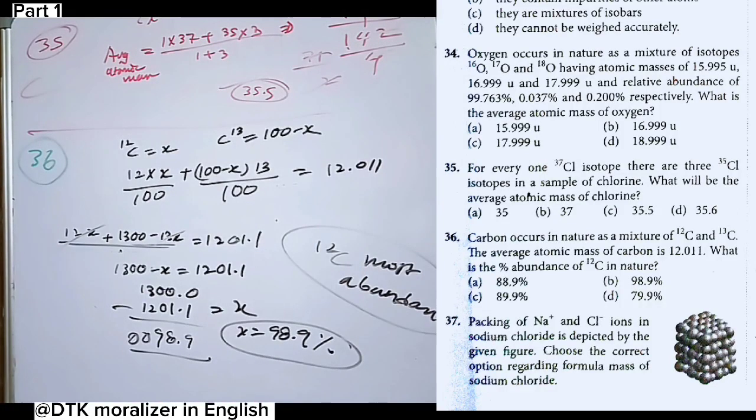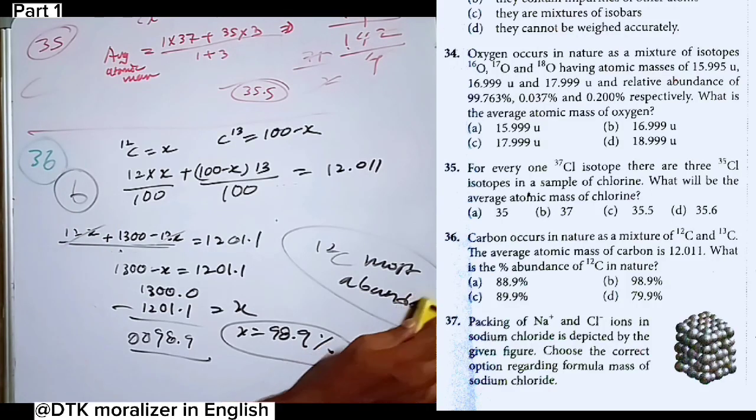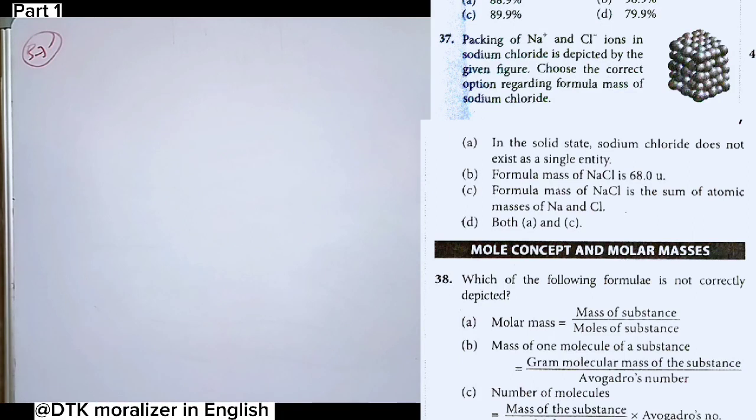The answer will be 98.9%. So C12 is most abundant. No, option B is right.